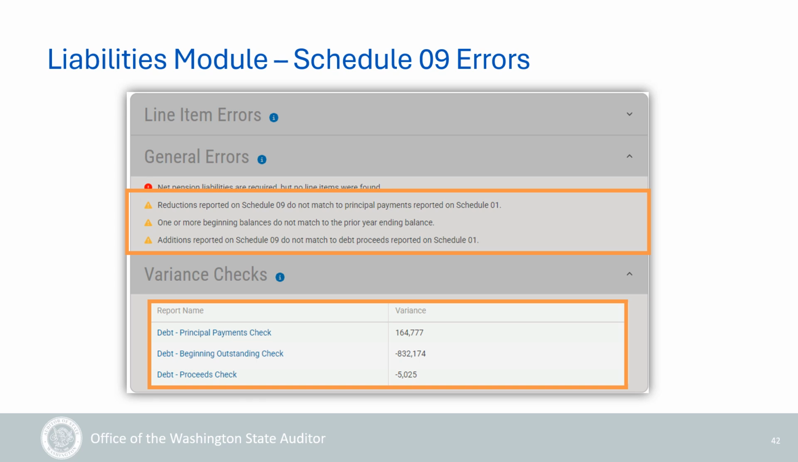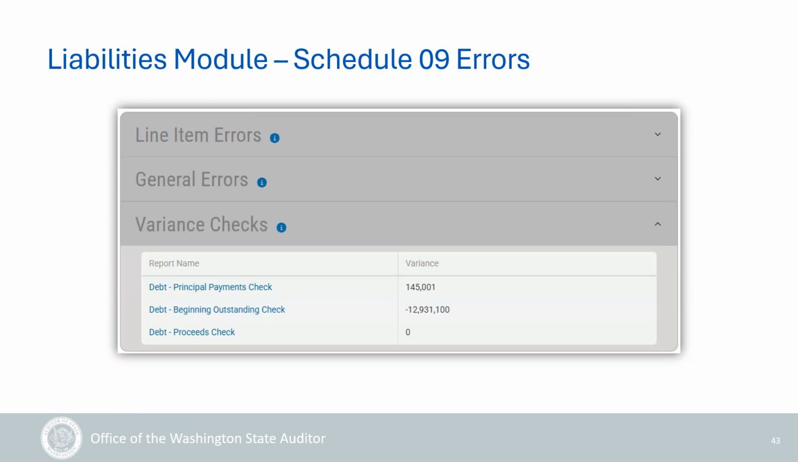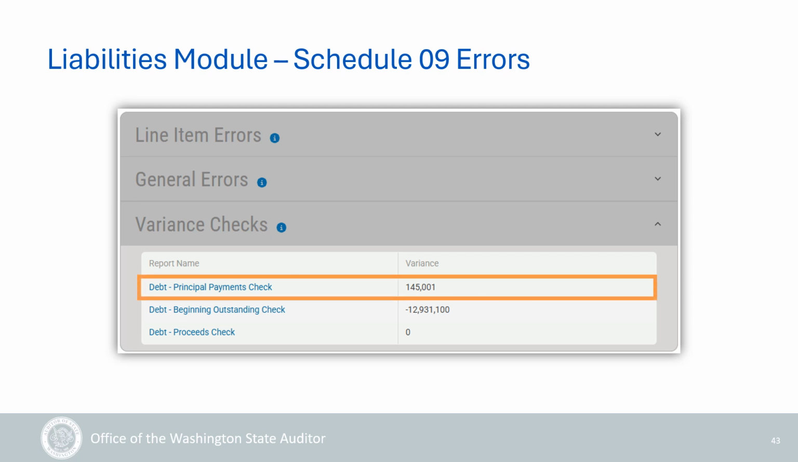accurate. There are certain liability ID numbers that are excluded from some of the variance check reports, and those are explained in the information icon next to the variance checks header. You can view each variance check report by clicking the report name link, and it will open the report in a pop-up window. Let's look at the debt principal check report to show you what these look like.